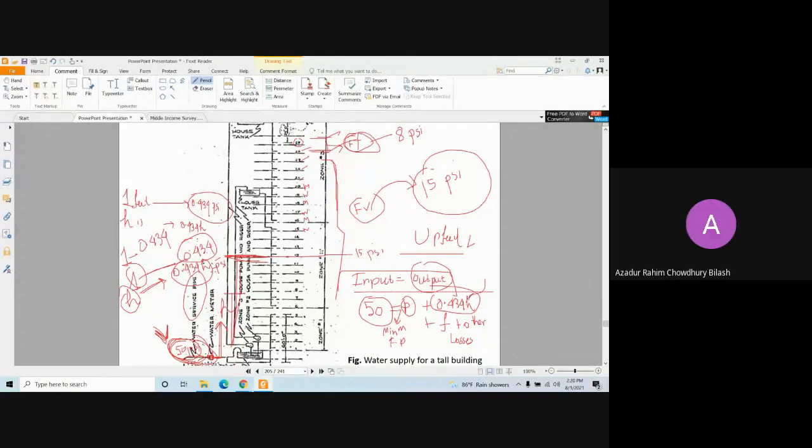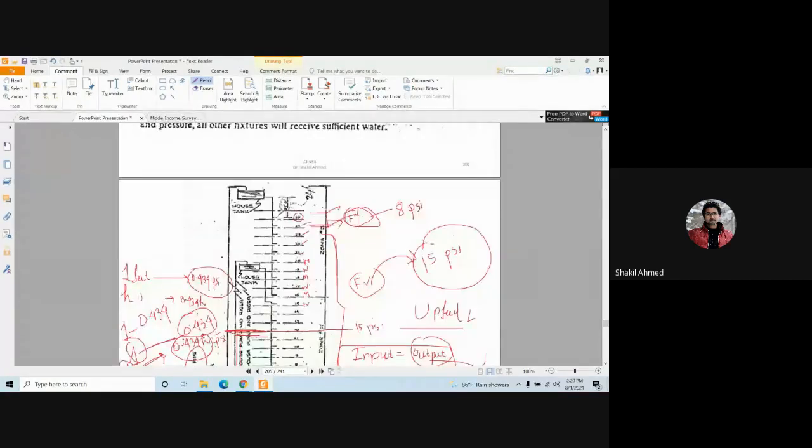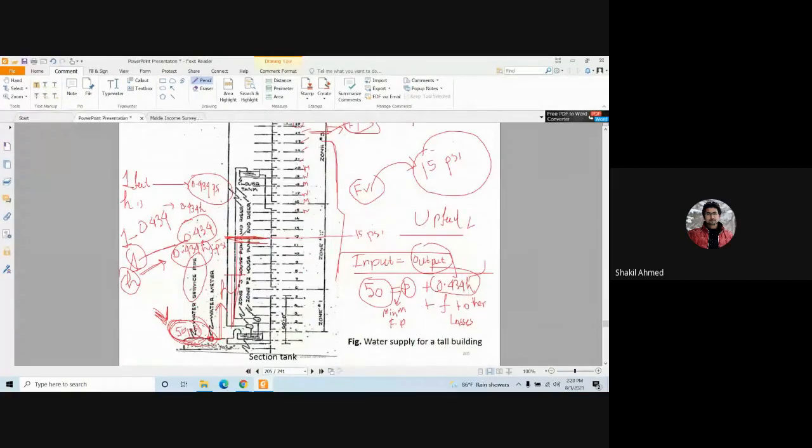H is the height of the topmost fixture. Topmost fixture means not this one, by the way. That means the topmost fixture of your upfeed zone. That is H, and you will determine this. That's your objective here: how far you can go with this 50 psi, and small f is the frictional loss and other losses.